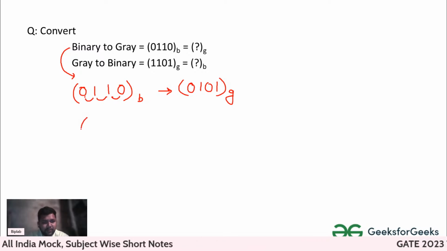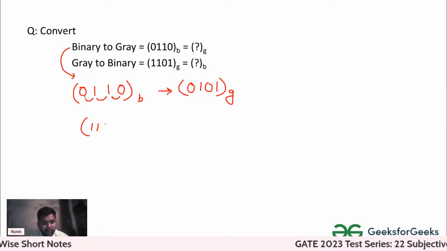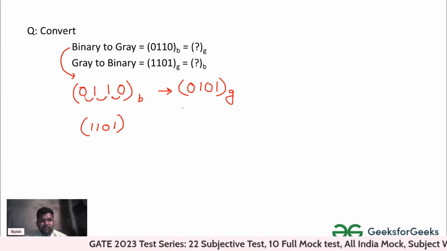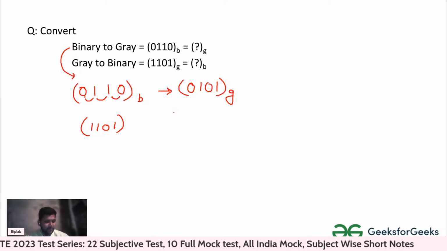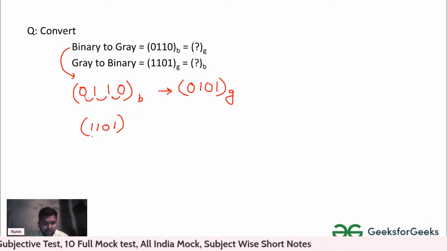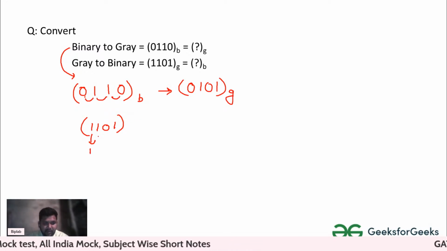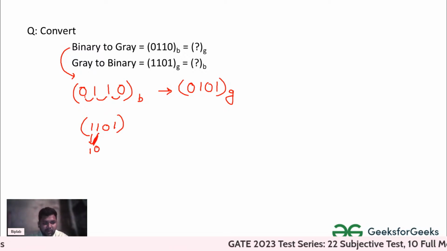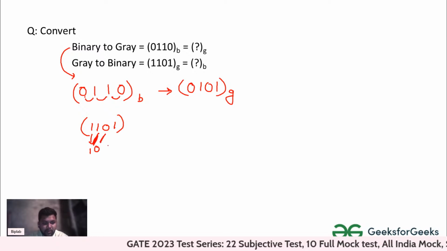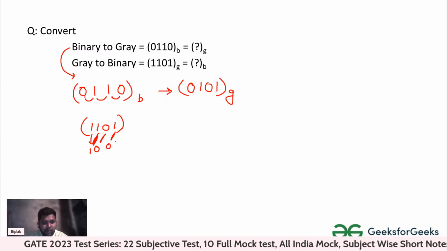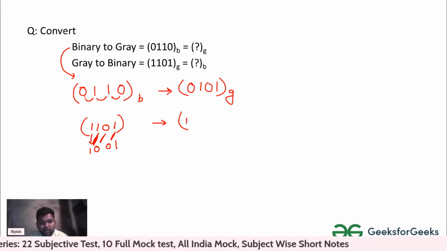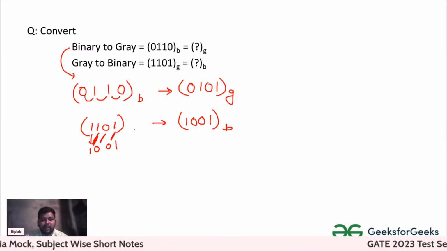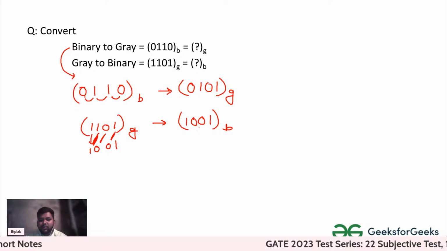Now the reverse. If you have gray code 1101, is this process clear to all? Otherwise what we will do is again write the first digit as it is, and then XOR between these two. So 1 XOR with 1 gives 0, then 0 XOR with 0 gives 0, then 0 XOR with 1 gives 1. So you have 1001 in binary. This was a gray code and we converted it into a binary code.